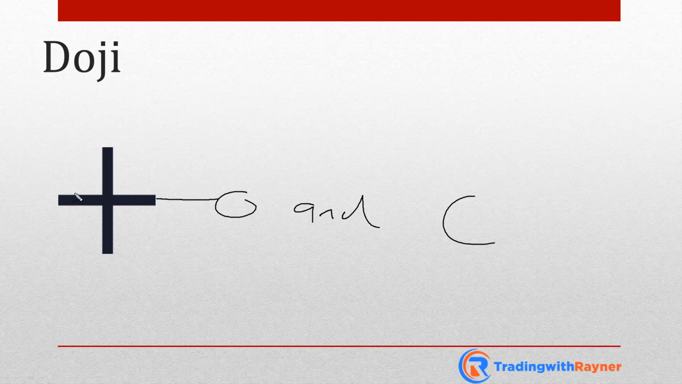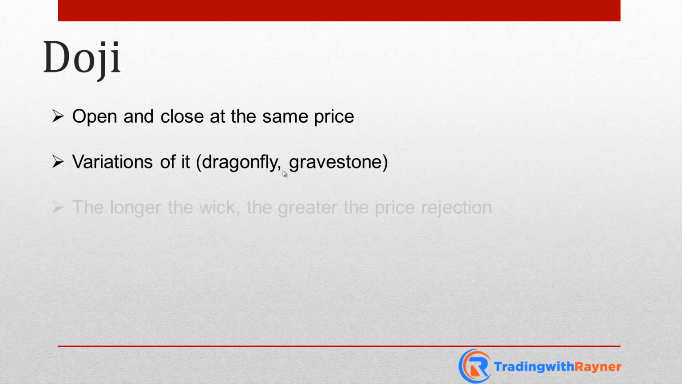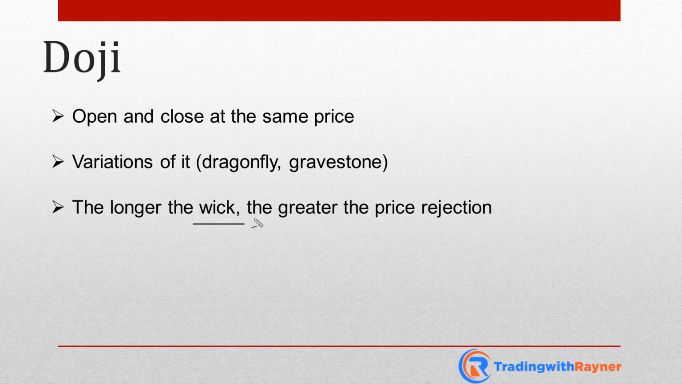So this is why you don't see any colored body on this candlestick pattern, because the open and the close are at the same price level. And with that said, I've said earlier that there are variations of it. So there are some doji which is called the dragonfly doji, some is called the gravestone doji, and etc. And basically, to read the price action of the doji, I would say the key thing to look at is the wick, all right, to show you how strong the price rejection is.